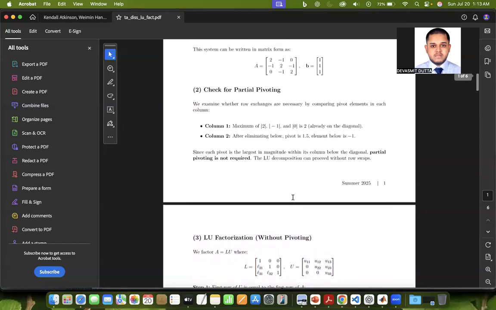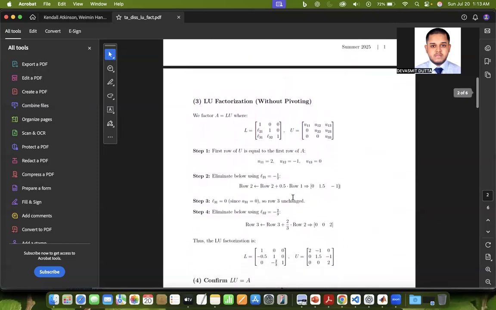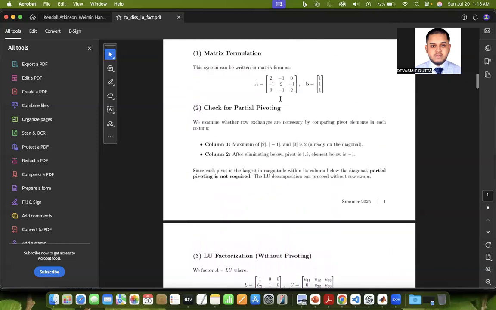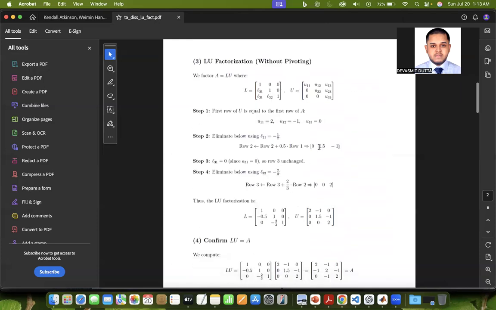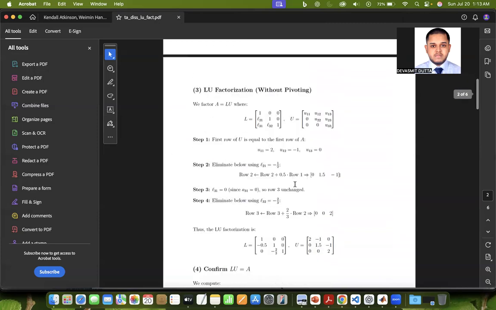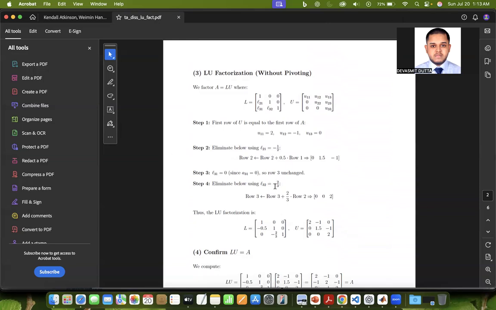So for L32, what we have here is basically minus 2 over 3. The reason is that you have 3 over 2 here and minus 1 here. So A32 upon the transformed row, which is 0, 1.5, and minus 1. So basically, minus 1 upon 1.5 is going to give you minus 2 over 3. So L32, we also got that.